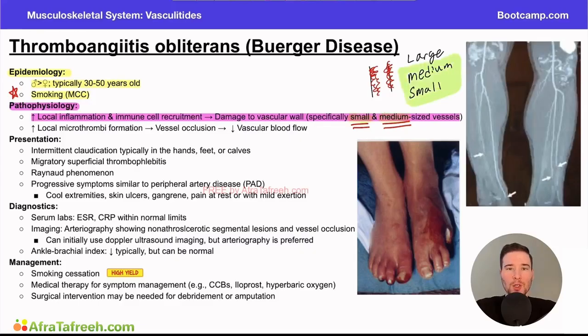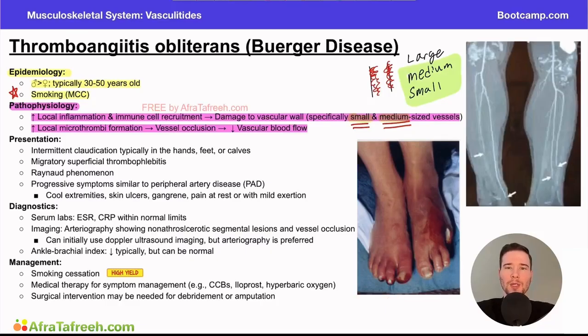So once we have damage to the vascular cell wall, what's going to happen? Well, we're going to get increased local microthrombi formation, which is going to cause vessel occlusion and ultimately decrease vascular blood flow. Again, as the inflammation gets worse and worse, this can lead to other things like local microthrombi, right? You can imagine that as the inflammation gets worse and worse, a clot can develop, the clot dislodges locally, and now we have an obstruction right here where we're unable to get blood flow distally, right? Why? Because we have an obstruction. The clot has blocked off this area where blood flow would typically go.